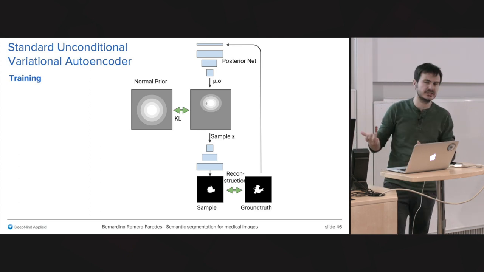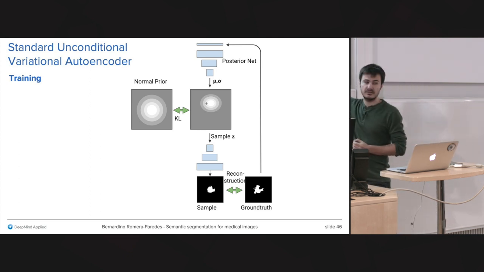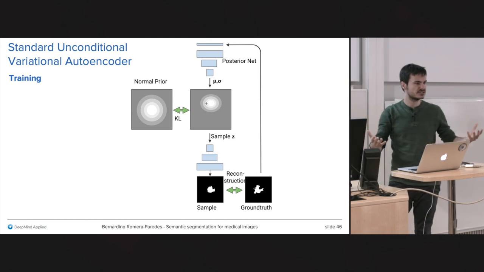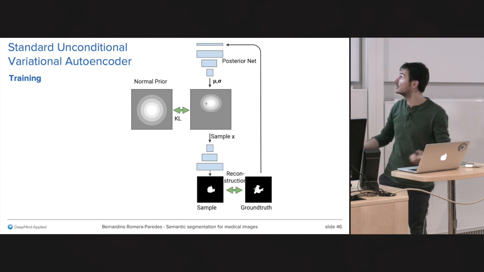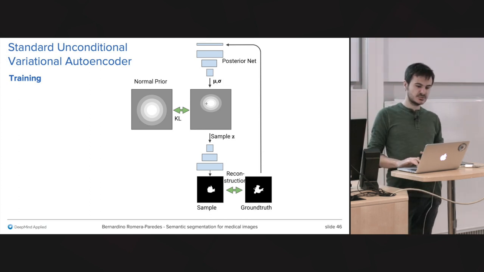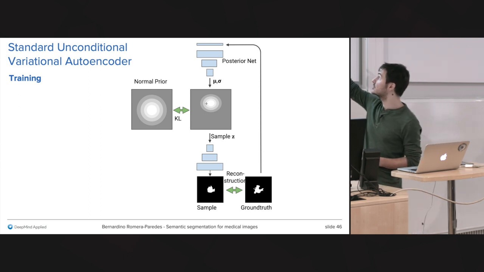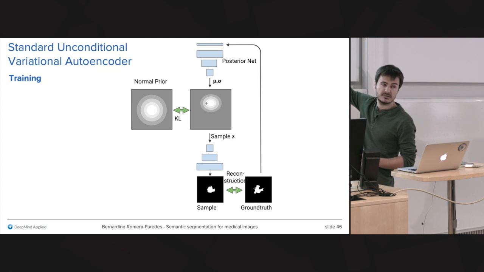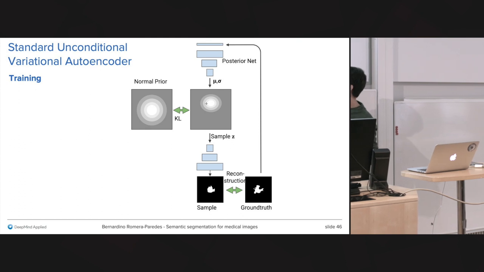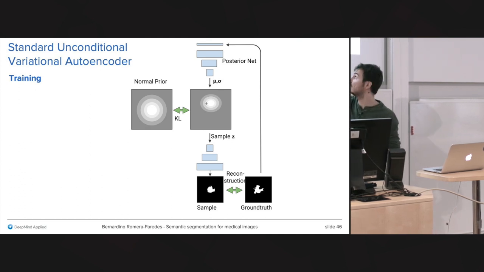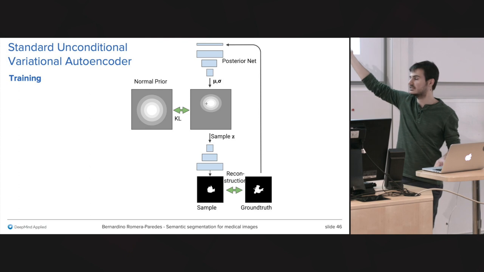In this case, if we want to model the distribution of ground truth, usually this is done on images, but you can also model the distribution of all the segmentations that are plausible. So what you do is you take it into this encoder or posterior net. You induce a distribution from where you sample, same as before, and then you reconstruct the segmentation using the decoder. And then you minimize some loss between the reconstruction and the original image or segmentation.